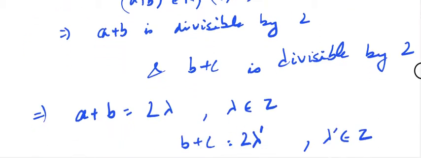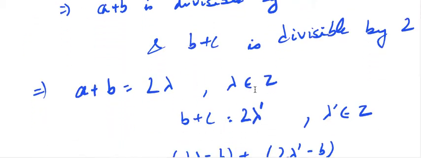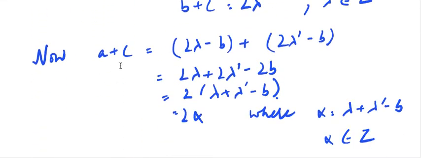I can write a plus b is equal to 2 lambda, where lambda belongs to Z. b plus c can be written as 2 lambda dash, where lambda dash belongs to Z. So we have expressed a plus b as an even multiple of lambda and b plus c as an even multiple of lambda dash. Now I have to check the expression a plus c. The ordered pair (a, c) will only belong to R when a plus c is equal to some 2 alpha, or some even multiple of an integer, right?